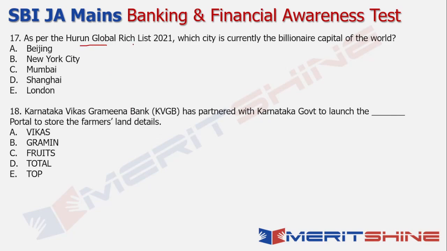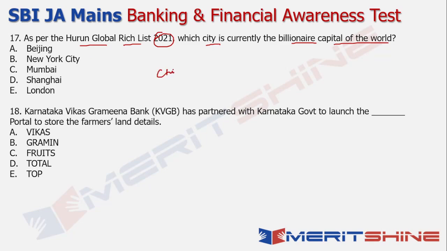Right, so moving on to the next set of questions now, 17 and 18. As per the Hurun Global Rich List 2021, which country is currently the billionaire capital of the world? So obviously you're aware of the rich list that is there, and Mukesh Ambani happens to be the only name from an India standpoint in the top 10. And of course, the leader right now is Elon Musk, followed by Jeff Bezos as well. Specifically, when I talk about this, the answer happens to be any country which is doing phenomenally well right now from that perspective, which is China.